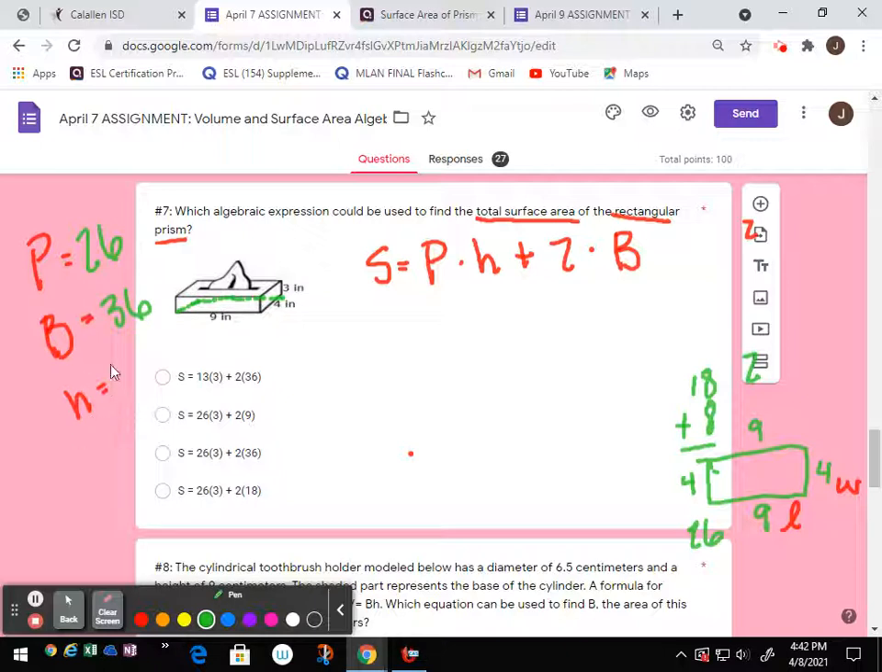Okay, and then we need the height of our 3D shape. Okay, so when we talk about height of the 3D shape, it's from the bottom base to the top base. How far away are they from each other? And we can see that they are 3 inches away from each other, so our height is 3.